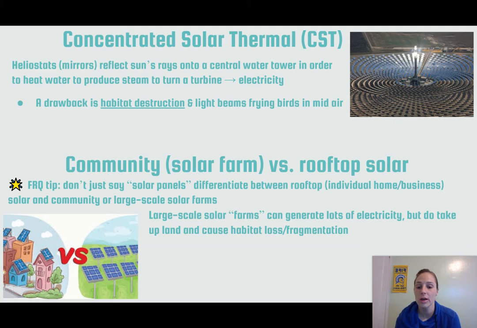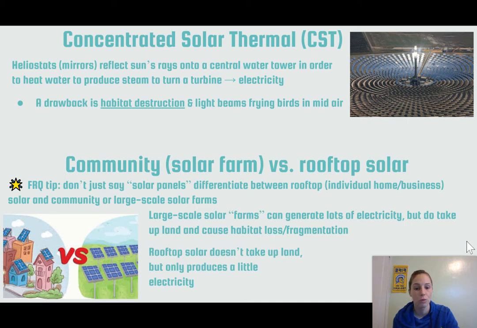Now, the large scale solar farms are going to be awesome because they can generate a lot of electricity, and typically we put them in areas like deserts that have a lot of sun. But the downside is they do take up land and they're going to cause habitat loss and habitat fragmentation. Now, rooftop solar is awesome because it doesn't take up land, but it doesn't produce as much electricity, so that's a bit of a downside. So just be aware that there is a difference between the two, and you want to be specific if you're talking about them in an FRQ.